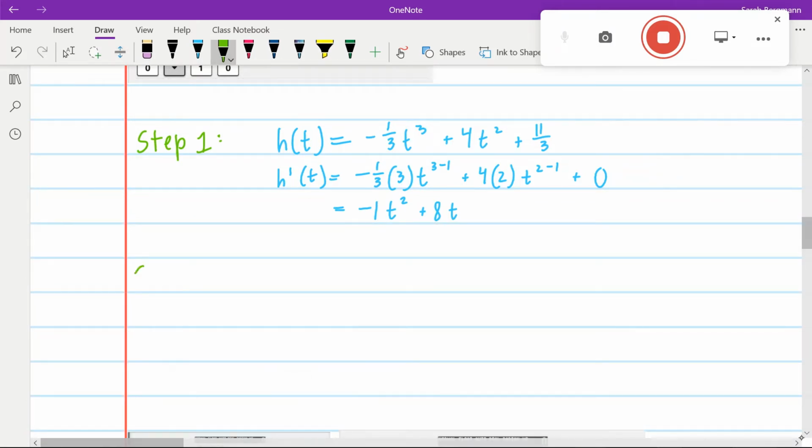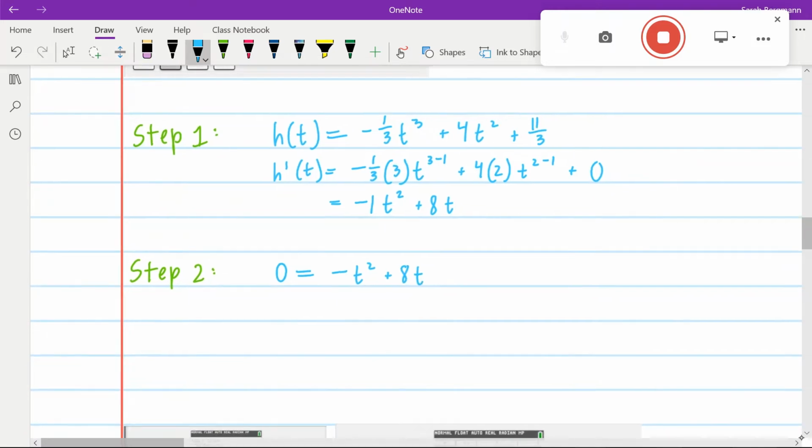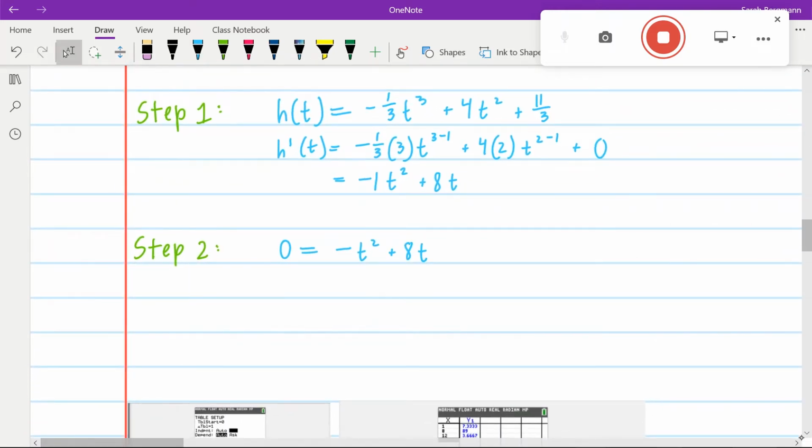Step 2 is to find my critical points by setting the derivative equal to 0. So I'm going to set 0 equals negative t squared plus 8t. Now if I want to solve this, since it's a quadratic, I'm going to have to look at factoring. Or you could use quadratic formula on your calculator if you have that programmed in. That's an option too.